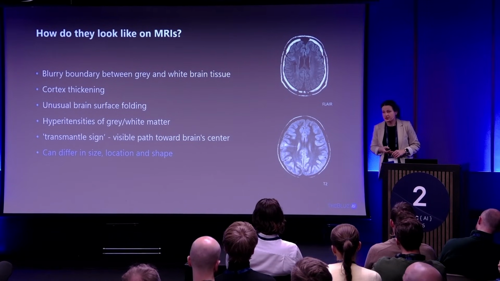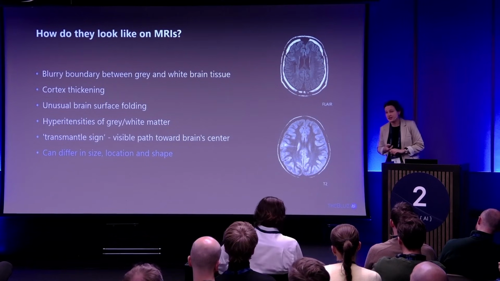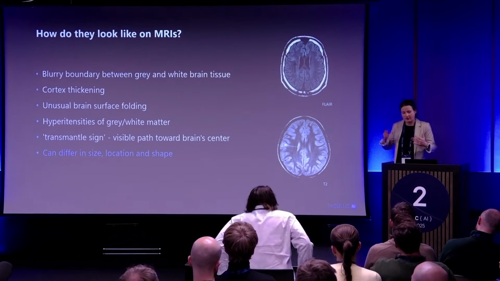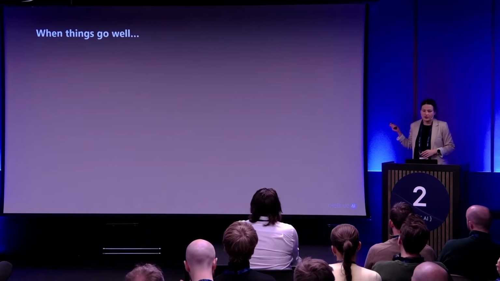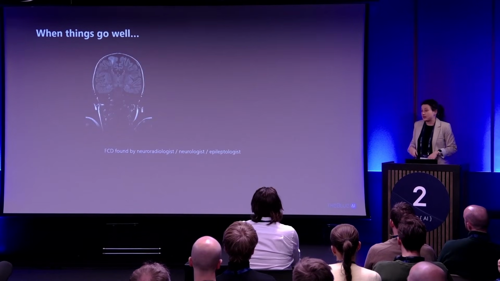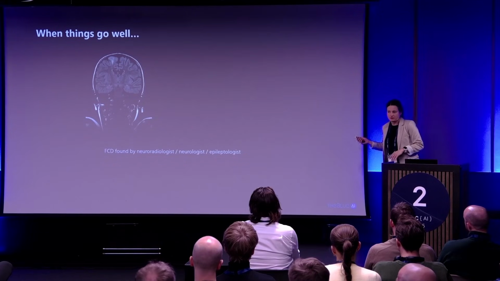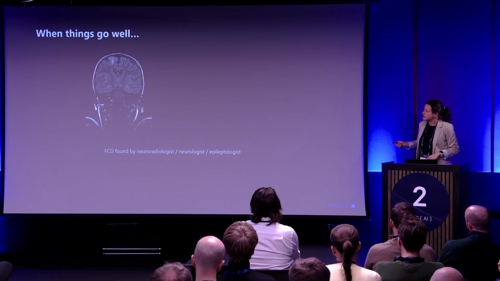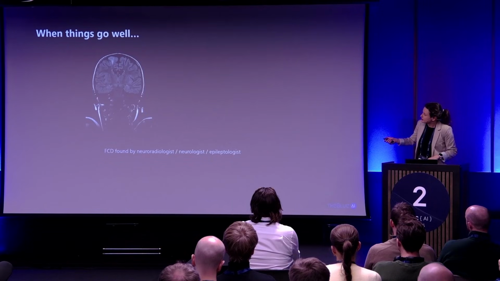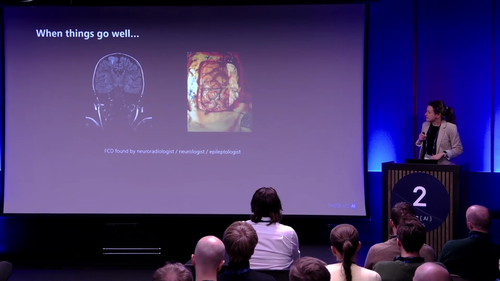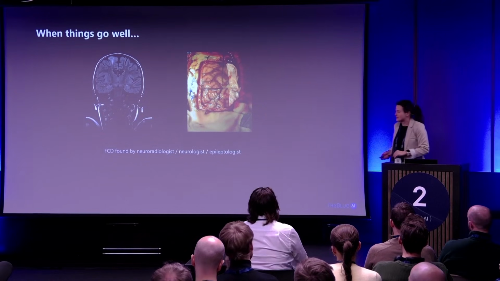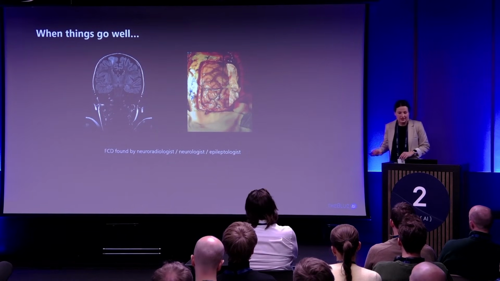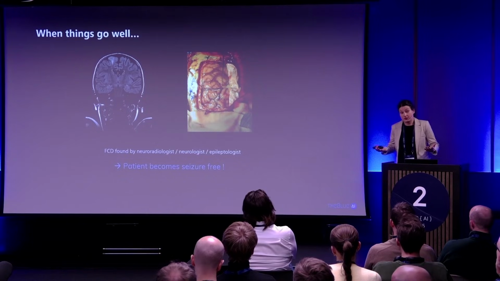But not to make it too easy, they can differ in size, they can be present in many different areas of the brain, and they can also have very different shapes. But when things go well, and usually epileptologists or also neurologists find an FCD, like the big one right here, the patient can undergo brain surgery. So this is a real one, not an AI-generated picture, and the patient can become seizure-free.